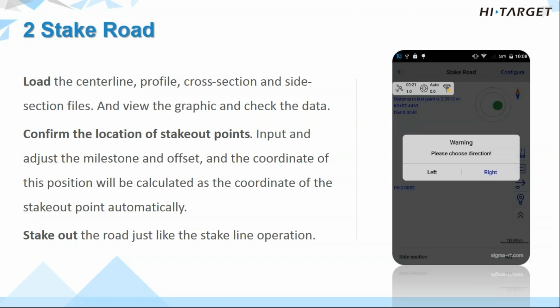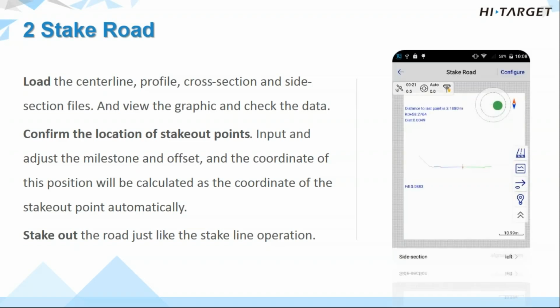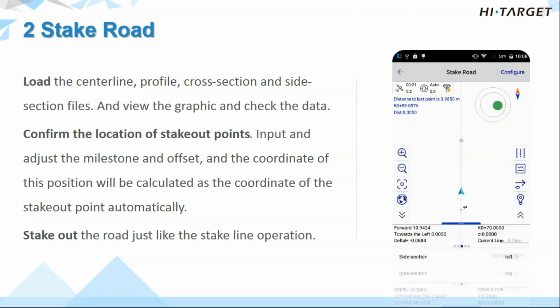Stake out the road just like the stake line operation. You can click to switch the perspective of the top wheel or cross-section. In the cross-section wheel, the road dot indicates the corresponding position of the current position. You can check the current real-time manage and height of the fill or cut in the snack bar.